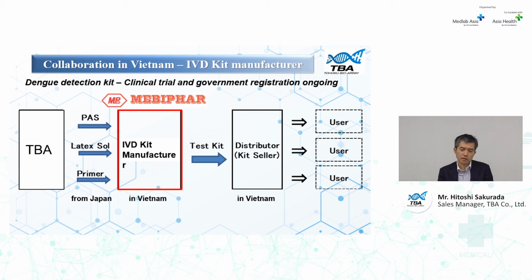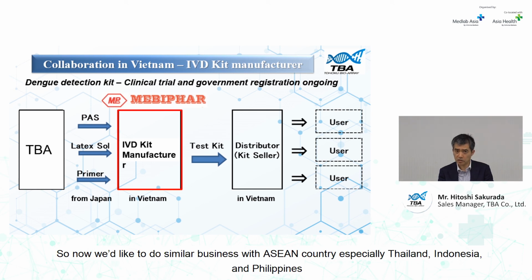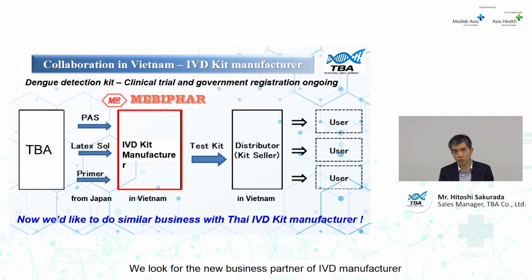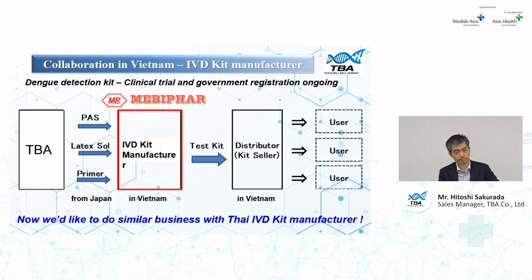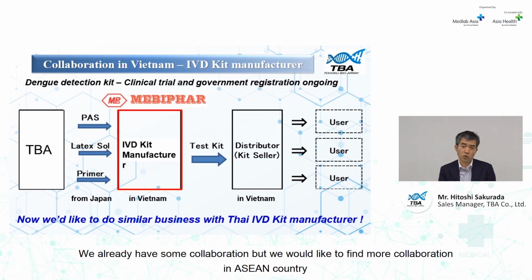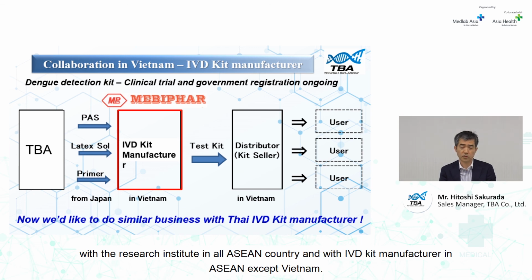So now we would like to do similar business with other countries, especially Thailand, Indonesia, and the Philippines. We look for new business partners among IVD kit manufacturers. So, in conclusion, in this session I explained our business model and collaboration opportunities in ASEAN countries. We already have some collaboration, but we would like to find more collaboration in ASEAN countries with research institutes in all ASEAN countries and with IVD kit manufacturers in ASEAN countries except Vietnam.